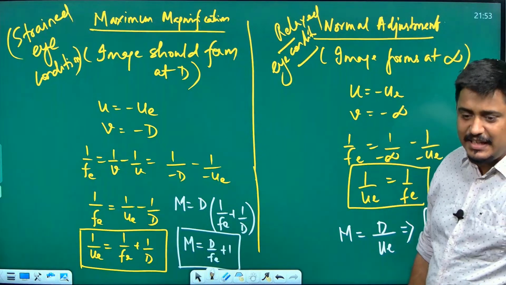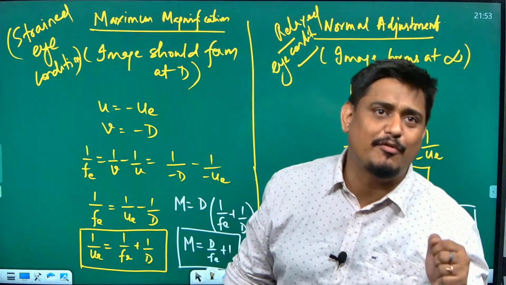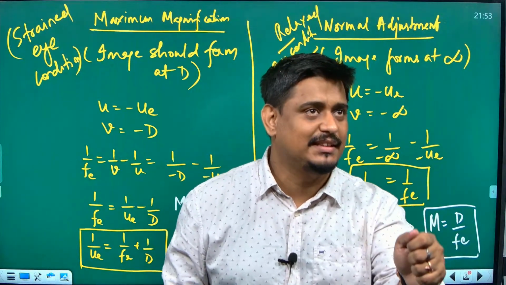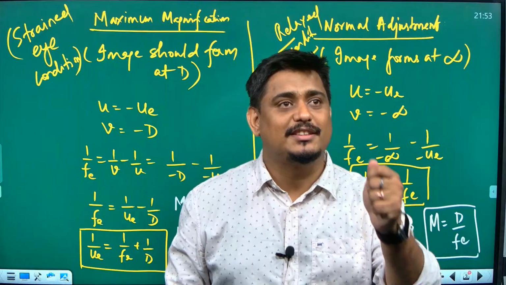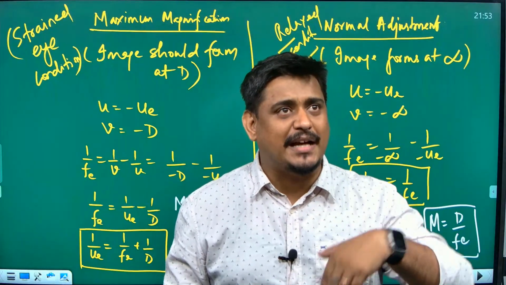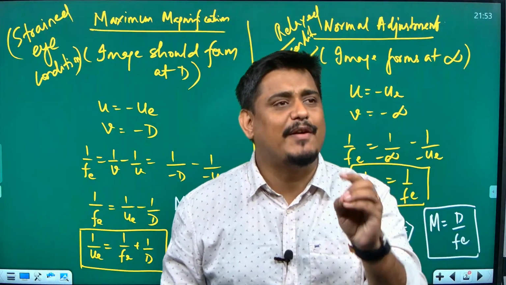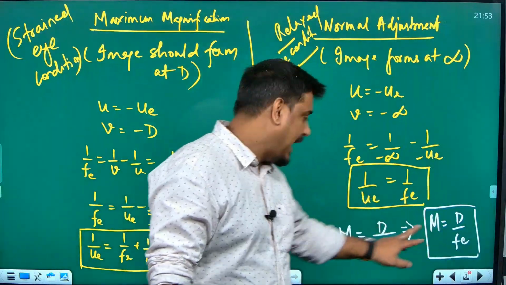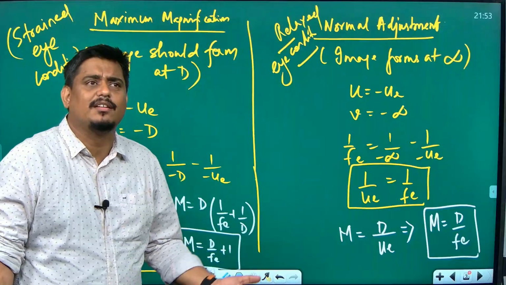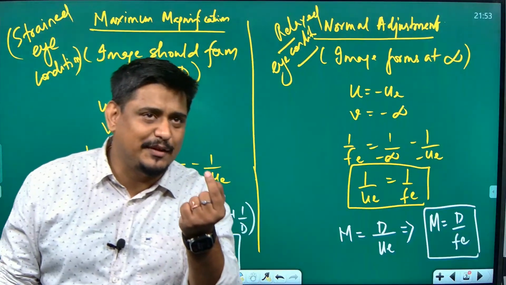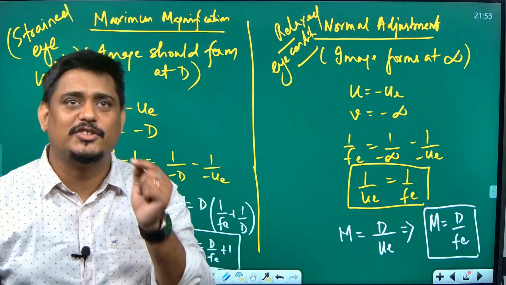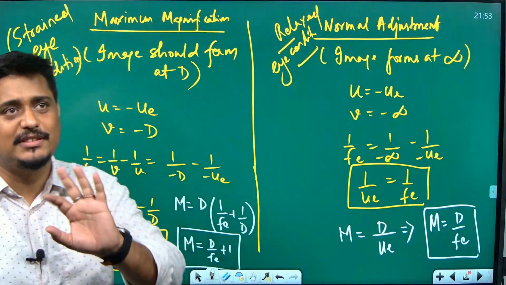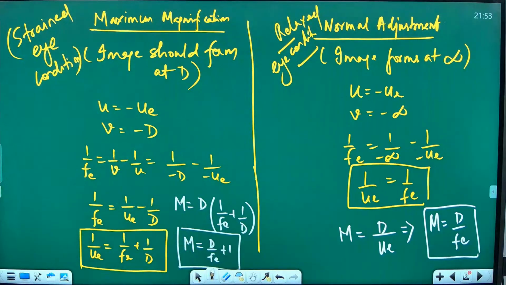It means if your simple microscope is capable of magnifying 7 times, 7x, and you are straining your eyes to get the maximum magnification, it will magnify 8x, not much. Because see, d by fe and here d by fe plus 1, that's all. Just for one extra magnification, you have to strain your eyes. Anyhow, this is just a case, but you should remember that.